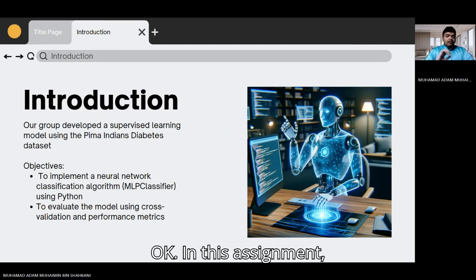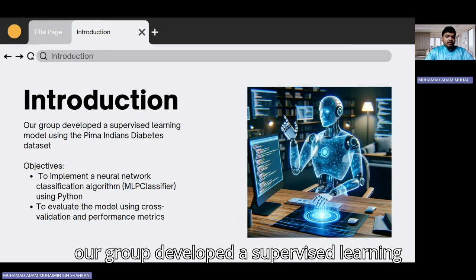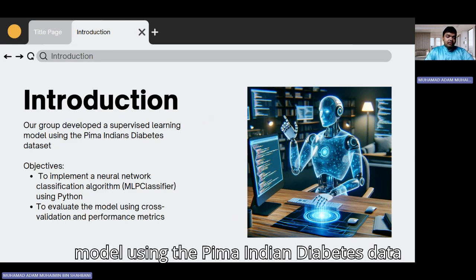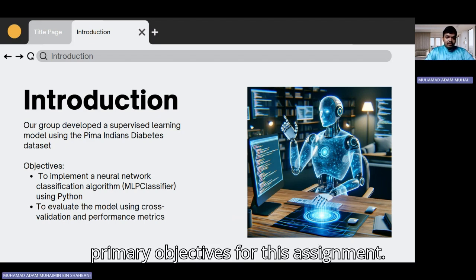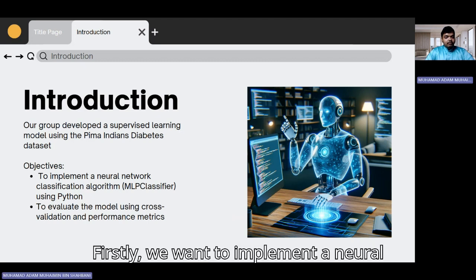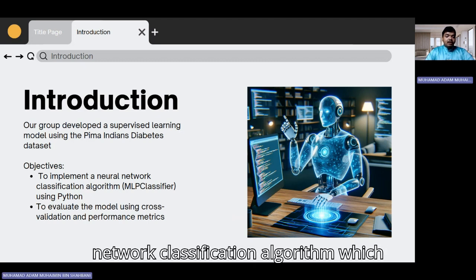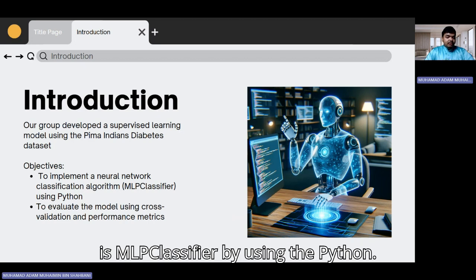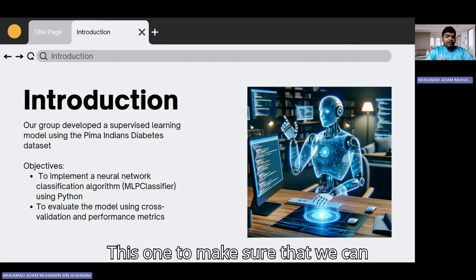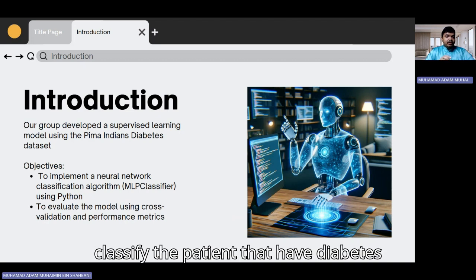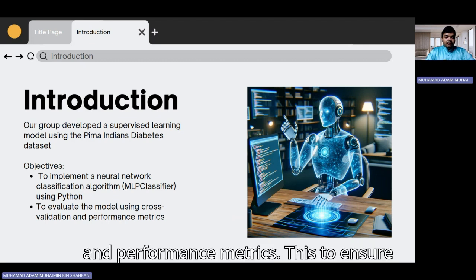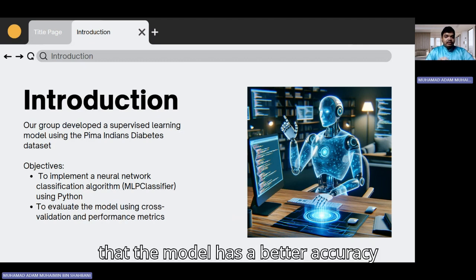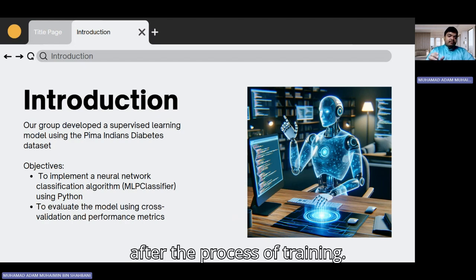Okay. In this assignment, our group developed a supervised learning model using the Pima Indian Diabetes dataset. There are several primary objectives for this assignment. Firstly, we want to implement a neural network classification algorithm, which is the MLP classifier, by using Python. This is to make sure that we can classify the patients that have diabetes and the patients that do not have diabetes. Secondly, we aim to evaluate the model using cross-validation and performance metrics. This is to ensure that the model has a better accuracy after the process of training.